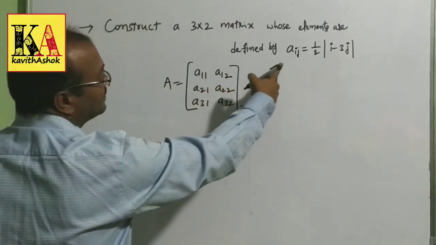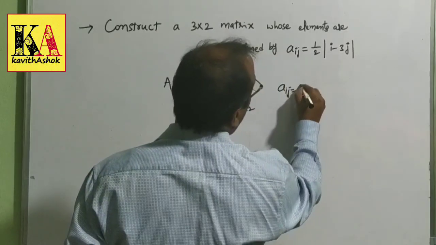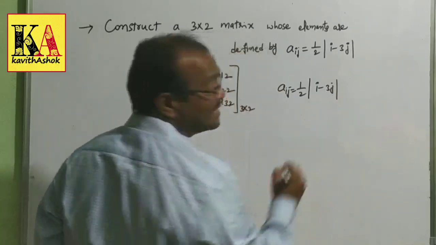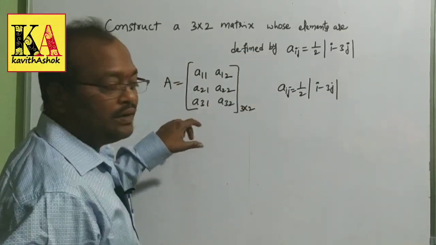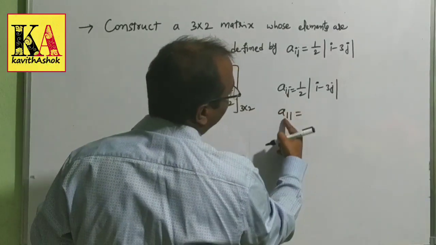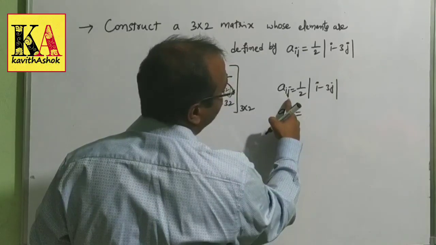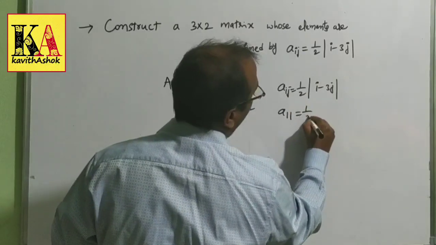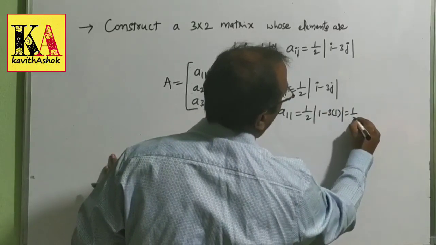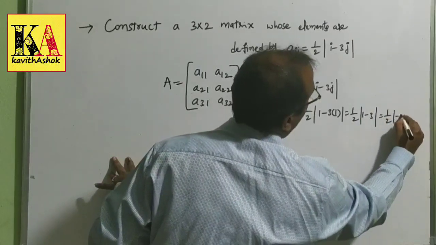These are the elements in the form aij is equal to half of mod i minus 3j. So by using this construction, we will calculate these values. First value is a11. If a11, i value is 1, j value is 1. Wherever i is there, we will replace this value. Wherever j is there, we will replace this value. So half of mod 1 minus 3 into 1. Half of mod 1 minus 3. Half of mod minus 2.